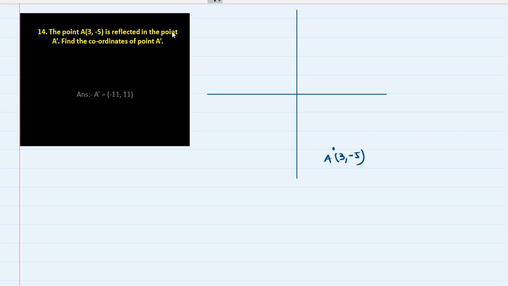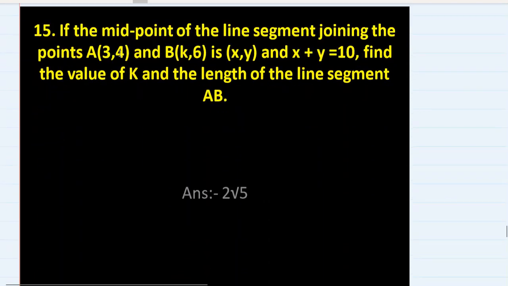It is reflected in the point A dash. Find the coordinates of point A dash. Now I feel what they are asking is that it is reflected in the point. Let me just check the question once again. Okay, there seems to be some mistake with this question, so I'm skipping it for now. If I get the correct idea about what the question wants to say, I will definitely discuss it with you all in the live class. Let's go to the next question.